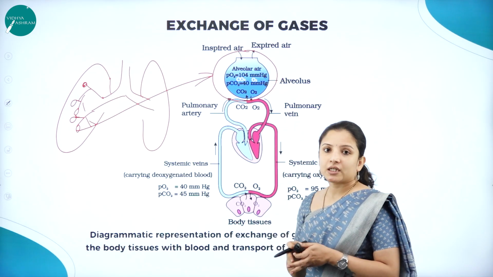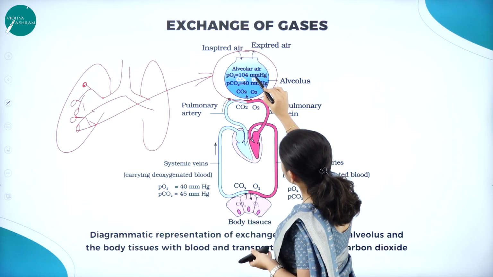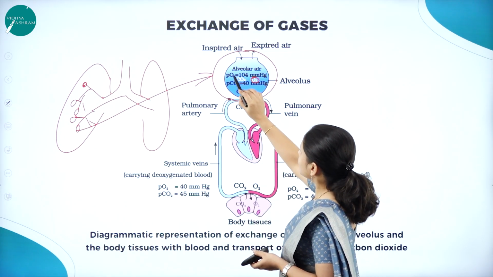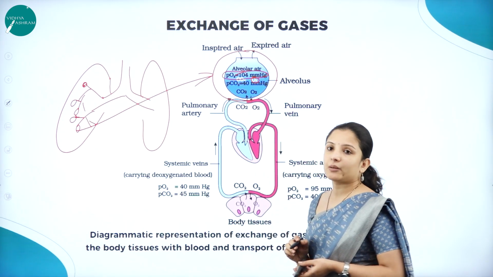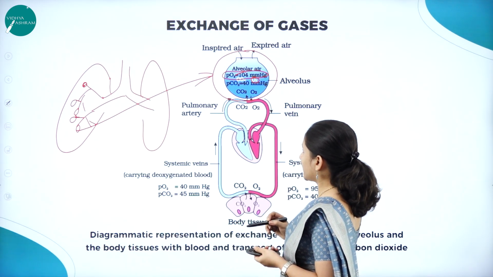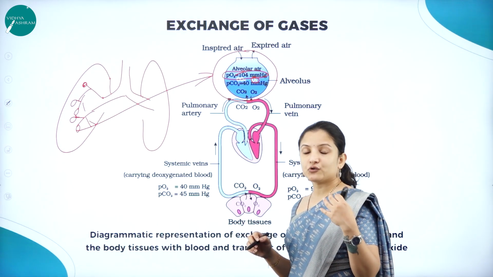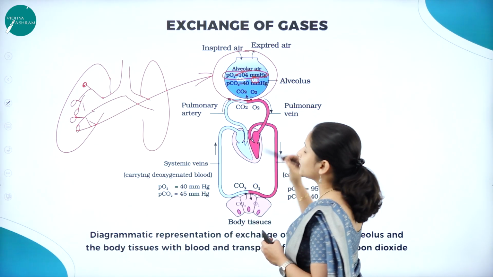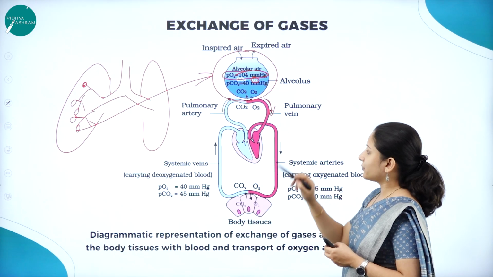So here, inspired air. What have we taken inside? We have taken oxygen, right? What is the partial pressure of oxygen in the alveoli? It is about 104 mm Hg. As you can see here, 104 mm Hg is the partial pressure. This 104 mm Hg partial pressure creates a pressure gradient or a concentration gradient, therefore diffusing the oxygen. Where is the oxygen diffused? The oxygen from the alveoli diffuses into the blood, that is, it moves into the pulmonary vein. As you can see here, it moves into the pulmonary vein.